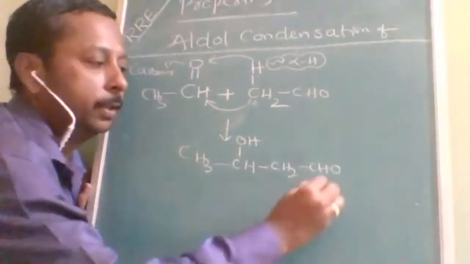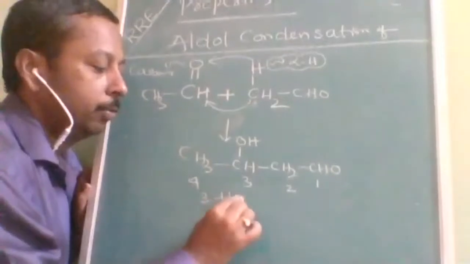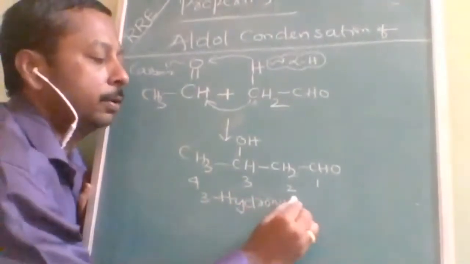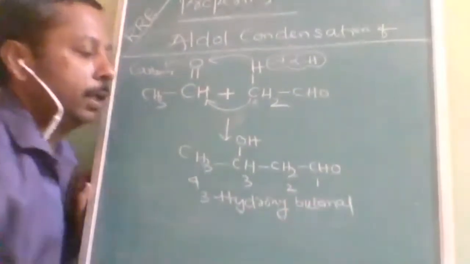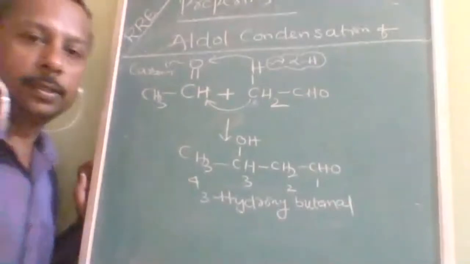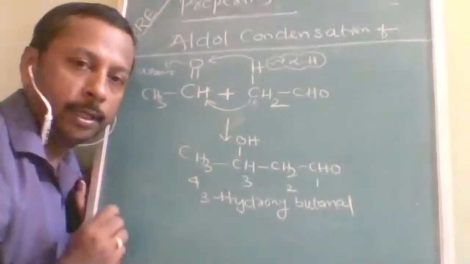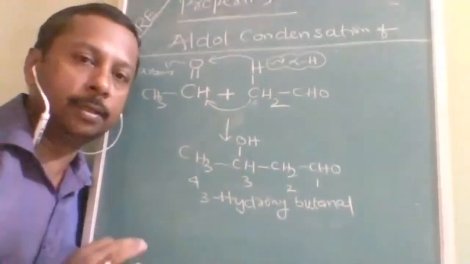What will be the IUPAC name? 1, 2, 3, 4. So it is going to be 3 hydroxy butanal. What is the answer? 3 hydroxy butanal. Is it understood? It is a naming reaction, most important, and this is the first part we are studying. What is the first part?